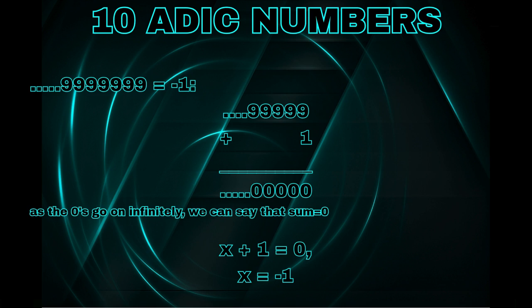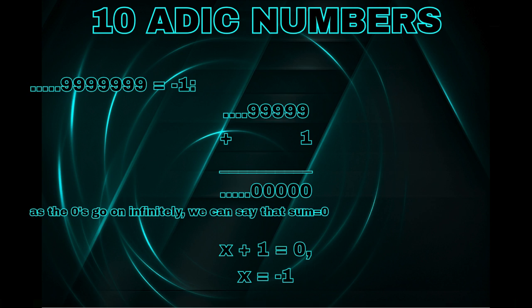Here is the proof. Take the number and add 1. At the ones digit, 9 plus 1 equals 0, and 1 gets carried over to the second digit. The same happens here and at all the digits that come after. But since the 9s are never-ending, the result is an infinite number of zeros, aka 0.